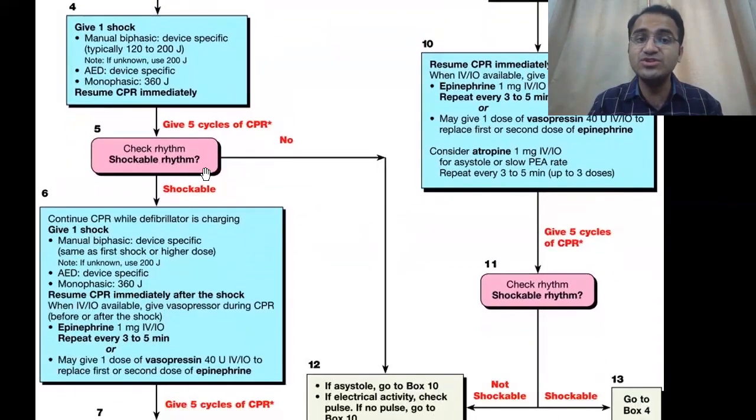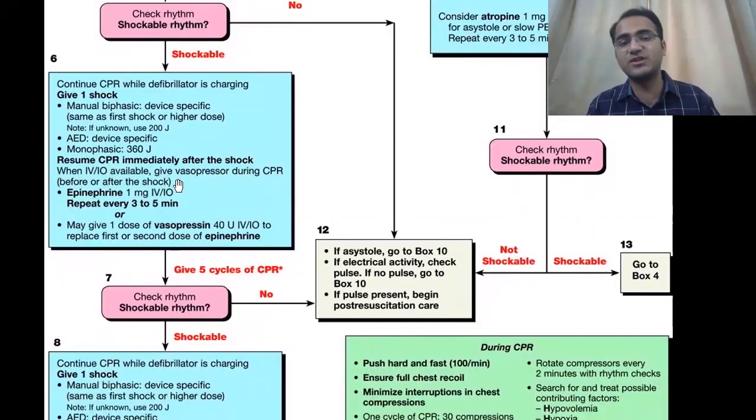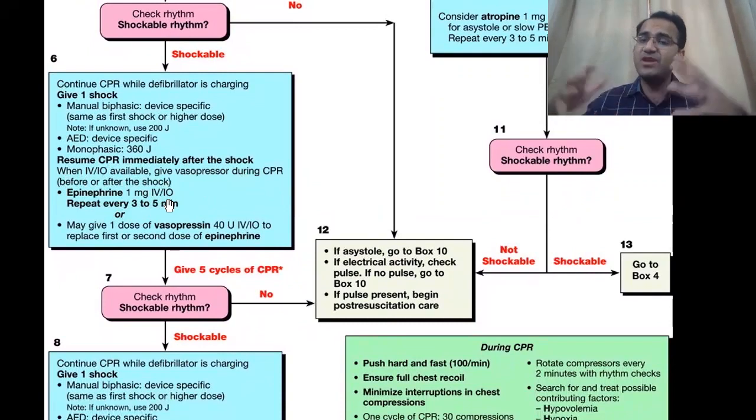Then again, you check the rhythm and you see whether that rhythm is shockable or not. And if the patient is having a shockable rhythm, then you again give a shock, hands off, and you shock the patient. And you can even use a higher dose this time. AED will decide by itself how much the patient needs. And then you resume the CPR after the shock. IV line must be there, and you give a vasopressor through the IV line. What you do is you give epinephrine 1 mg IV, and that 1 mg IV epinephrine will help the heart contract more and generate a pulse and supply the blood to the body. And you repeat the dose every 3 to 5 minutes.